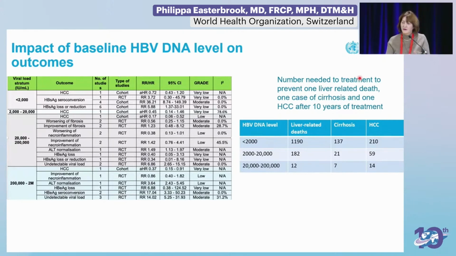I think this was one of the systematic reviews looking at the viral load, but the main message here is that we had very little data, less than 2,000 or even 2,000 to 20,000. I was certainly astonished by the paucity of data and why these cohort studies and intervention trials have not yet been done. And I think the blue table on the right highlights the very useful way of presenting information as numbers needed to treat to prevent one liver-related death, one case of cirrhosis or HCC, and how many more you need to treat, those less than 2,000. It doesn't mean there's no risk less than 2,000, but it's much, much lower.